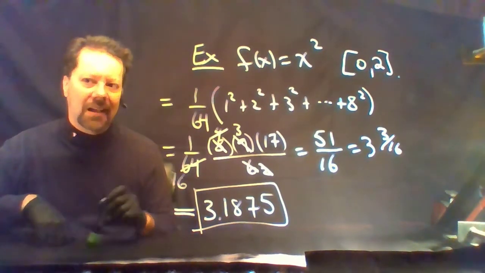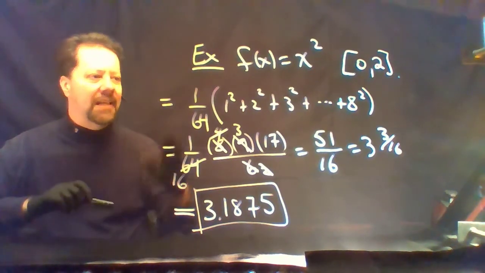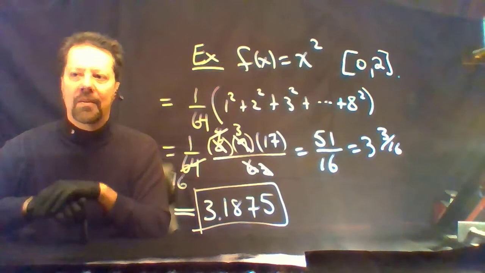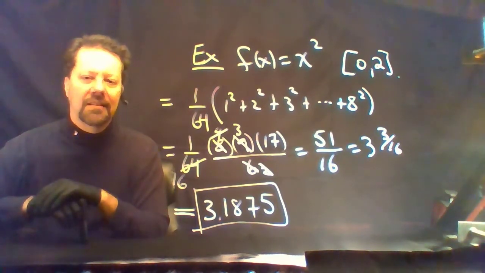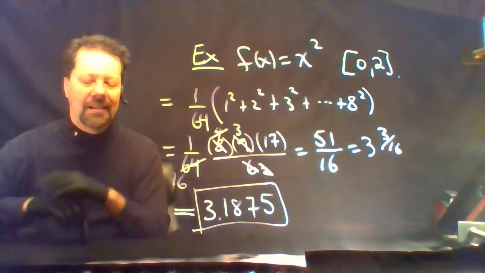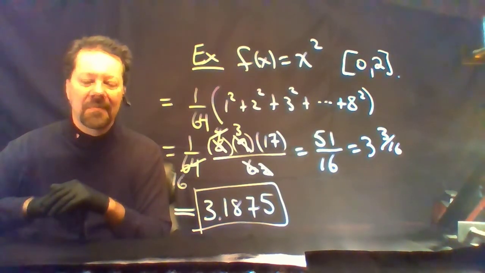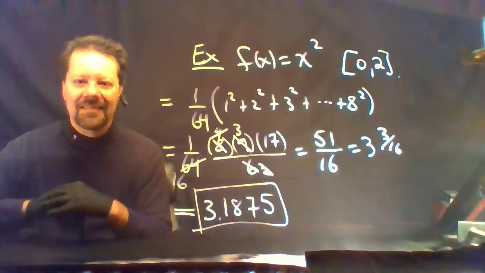What can we do next? It seems to me that we should use even more subintervals. We've done n equals 4. We've done n equals 8. Why can't we use n equals 1000? Wouldn't that be better? Let's try it out.